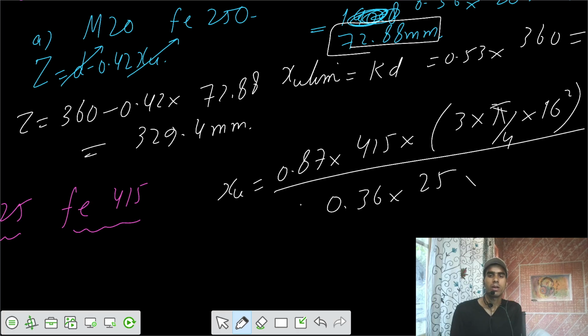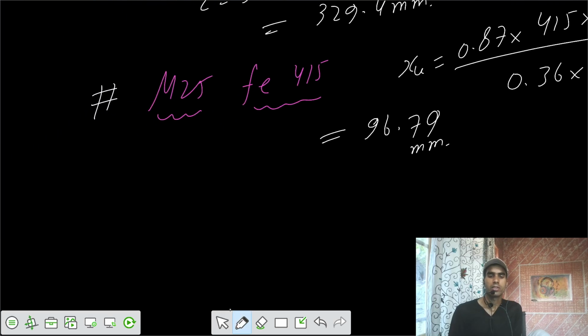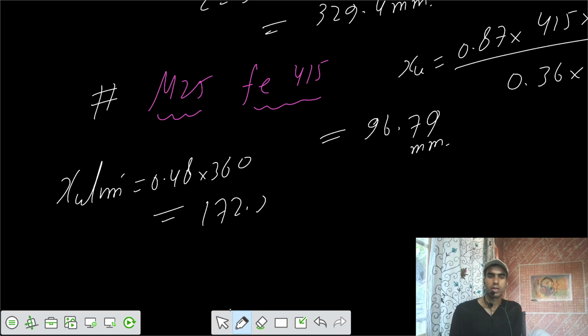fck is M25 into b. Value of b was 250. So it comes out to be 96.79 millimeters. And the value of K would change because your steel grade has changed. So your XU limiting would be 0.48 times 360, and that value equals 172.8 millimeters.